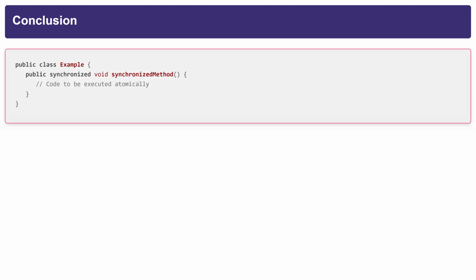In Java, you can use the synchronized keyword to synchronize a method. This ensures that only one thread can execute the method at a time. Here's an example of a synchronized method in Java. You can also synchronize a static method in Java by using the synchronized keyword with the static modifier. This ensures that only one thread can execute the static method at a time. Here's an example of a synchronized static method in Java.